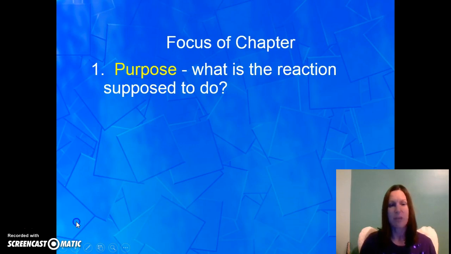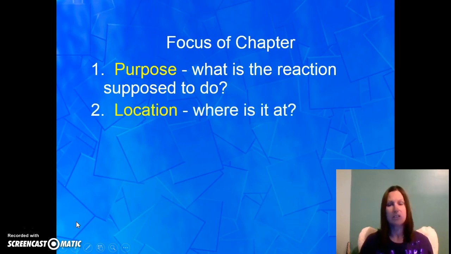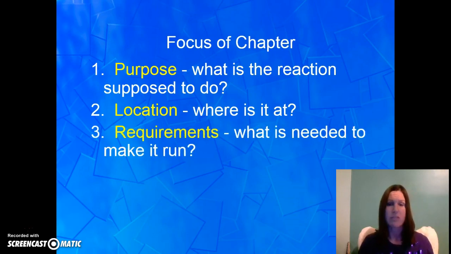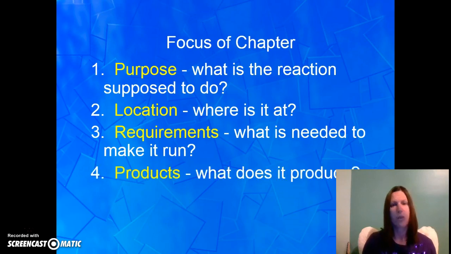So the focus of this chapter, for each set of reactions that we go through as we talk about this, I want you to focus on, okay, what is this reaction supposed to do? Its location, where is it at? The requirements, what is needed to make it run? And then products, what does it produce?